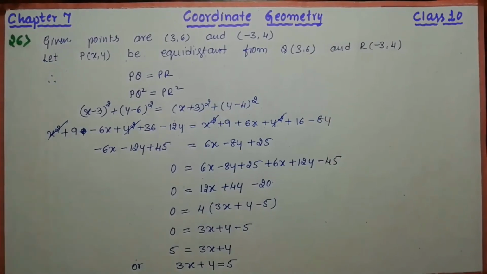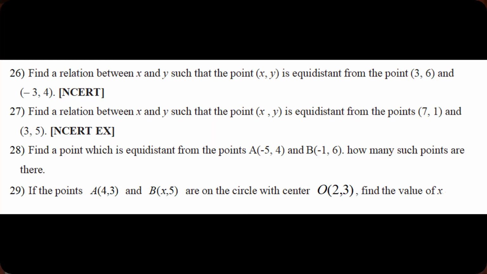Okay, now look at question number 27. It is similar to that of 26th. Find a relationship between x and y such that the point P of x comma y is equidistant from the points 7 comma 1 and 3 comma 5. It is similar to that of 26, and you can solve this one, and it is also an NCERT example question. It is already solved, and you can refer to the NCERT textbook for this one.